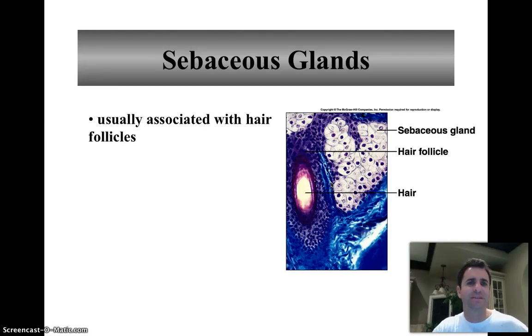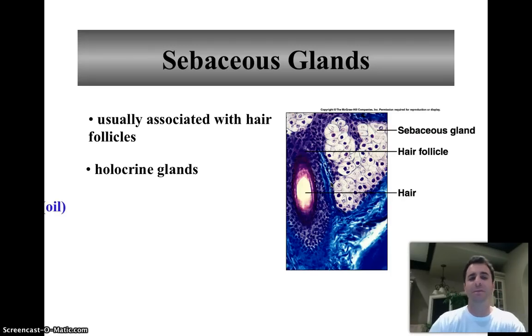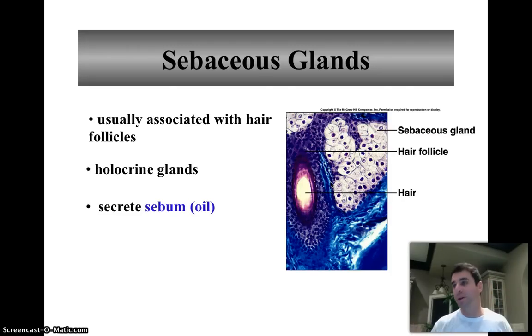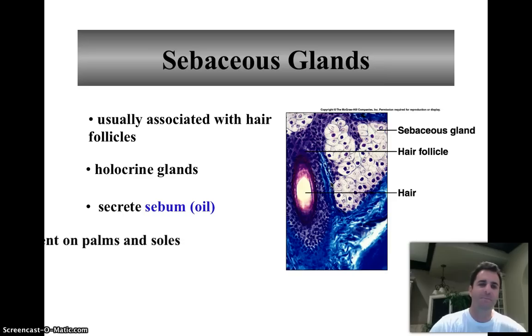Types of glands. So we have sebaceous glands, and these sebaceous glands are associated with hair follicles, and they're a type of holocrine gland, so they secrete oil. Oil that's called sebum. Sebum is not a homeless sea wayfarer or someone who's homeless living on the sea. It's the name of the oil that's produced by your body.